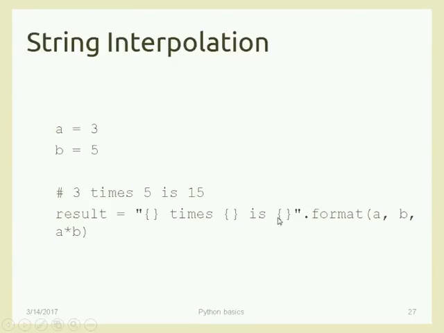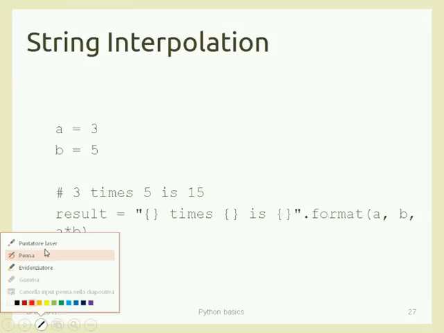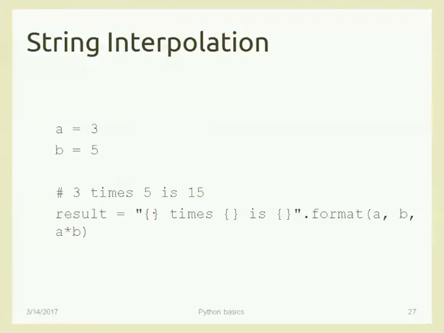Please notice that this is equivalent. You can also write here 0, 1, and 2. Without any information, it goes in, we can say, ordinal order. So the first element is put here, the second element is put here, and the third element is put here. This is equivalent, in which you are saying that here you want the first element, here you want the second element, here you want the third element.